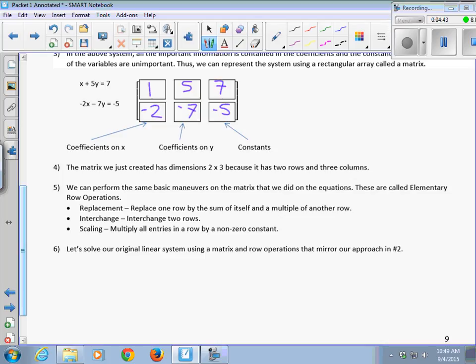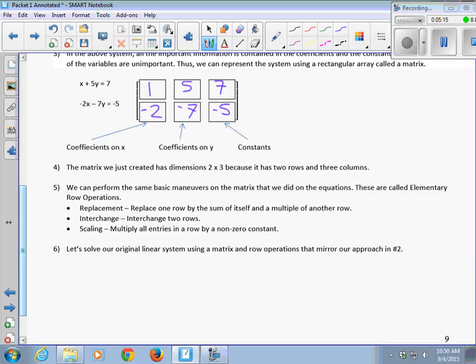All right, so when you're solving a system using a matrix, you can perform the same basic maneuvers on a matrix that you do on the equations that we did earlier, right? So you can replace one row by the sum of itself and the multiple of another row. You can interchange two rows, and you can scale a row by a non-zero constant. So I'm going to solve our original system using the matrix operations that are going to mirror the approach we did the old-fashioned way.